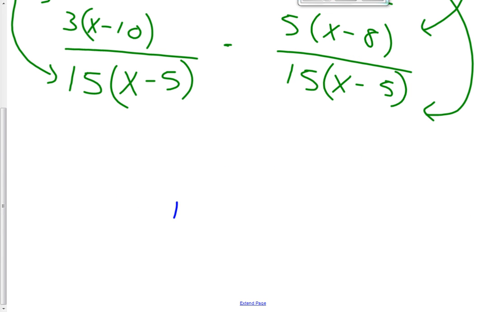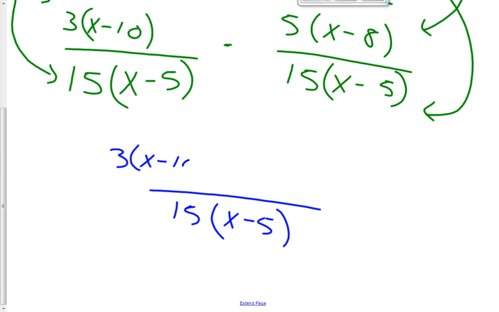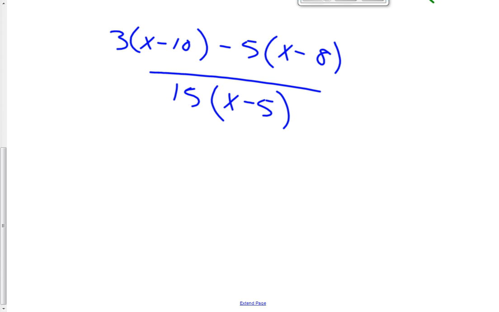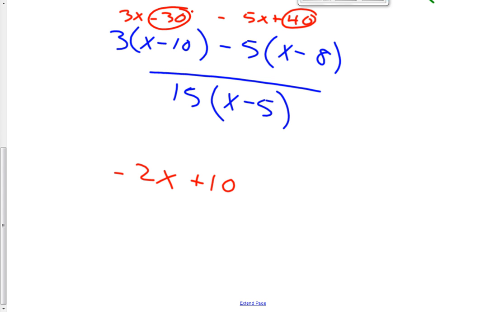Our common denominator is 15 times the quantity x minus 5. And in the numerator, we're going to have 3 times the quantity x minus 10 minus 5 times the quantity x minus 8. Now let's combine like terms, and first you have to distribute to get your terms. So this becomes 3x minus 30, and this is a negative 5x plus 40. So to combine like terms, we get a negative 2x and a positive 10. Negative 30 plus 40, positive 10.